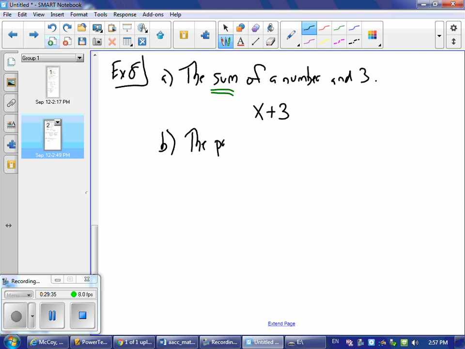The product of 3 and a number. Again, keyword, product. Remember that I told you that product indicates that you've multiplied two things together. That's the result of the multiplication. So that means I'm going to multiply two things together. Well, it says I've got 3 and a number. I have to get the product of those, so I need to multiply them together. So that would just be 3 times x.